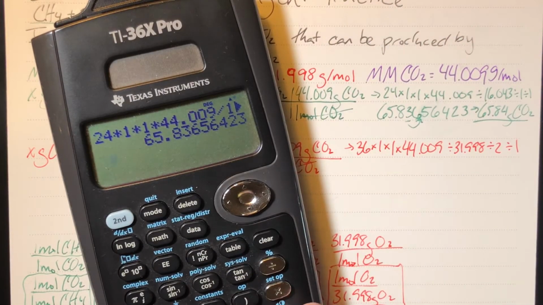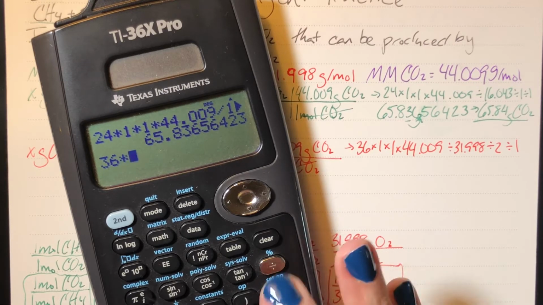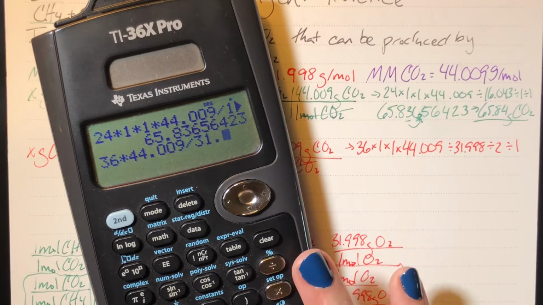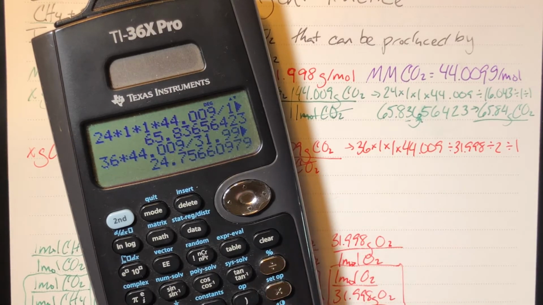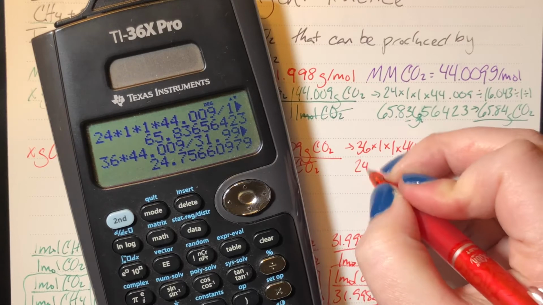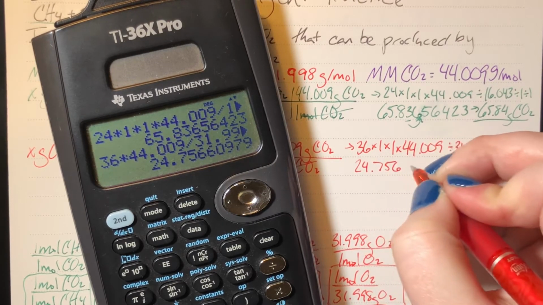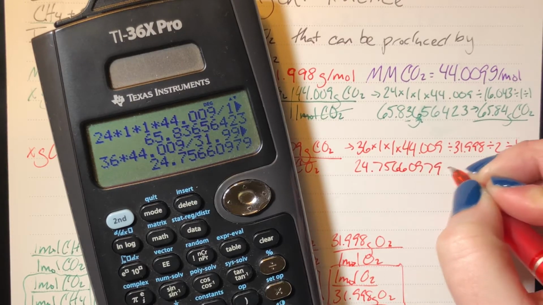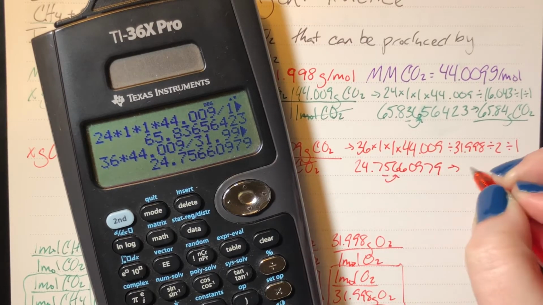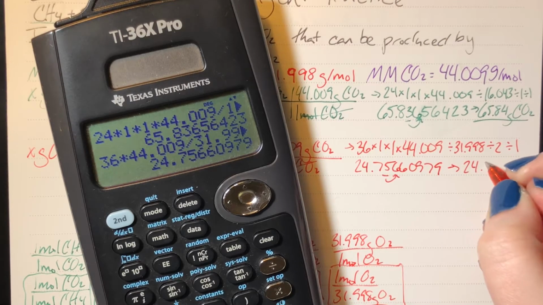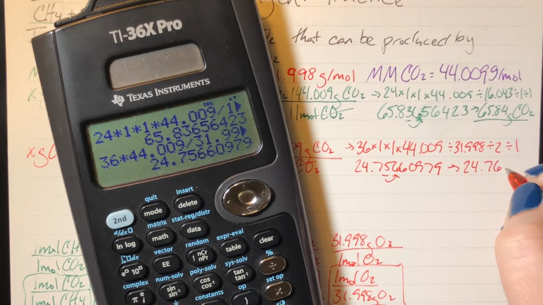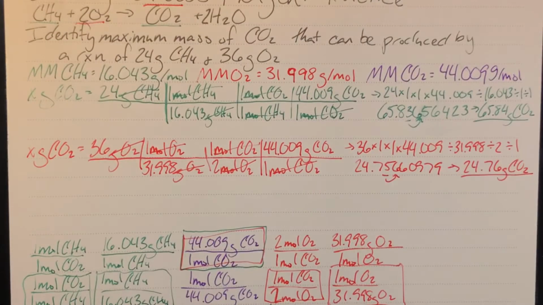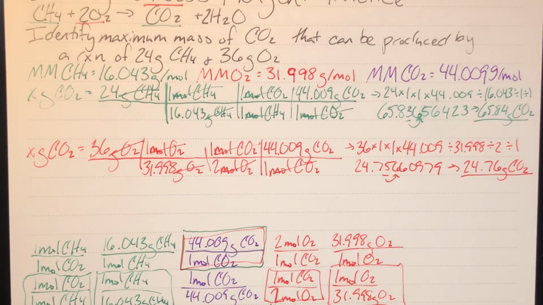And when I plug that into the calculator, I'm going to skip the ones this time for time's sake. I get the number 24.75660979. 6 makes me round up, so 24.76 grams of carbon dioxide is my final answer that could have been made from my mass of oxygen.